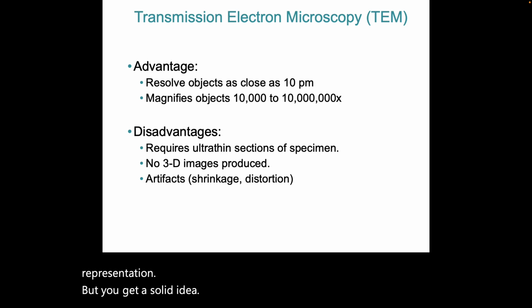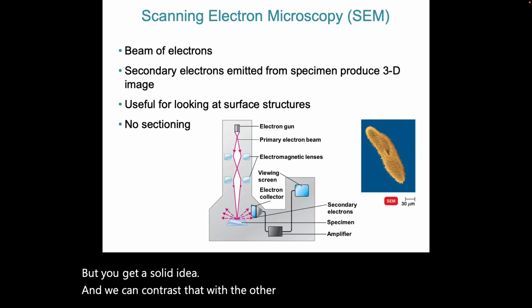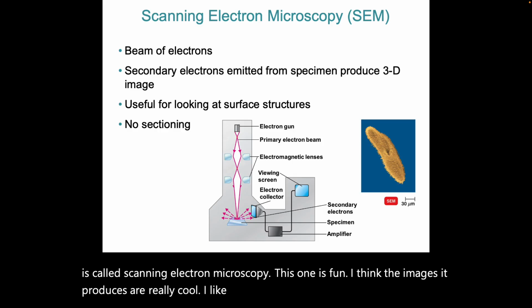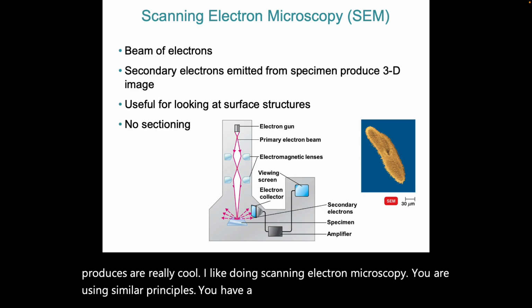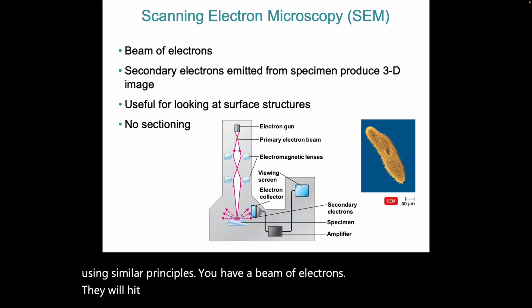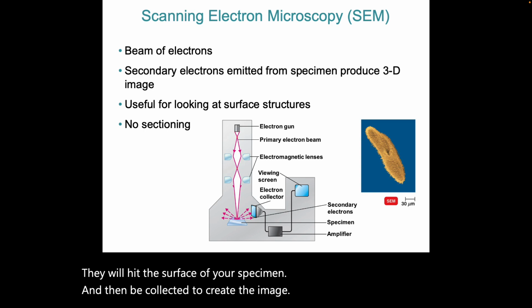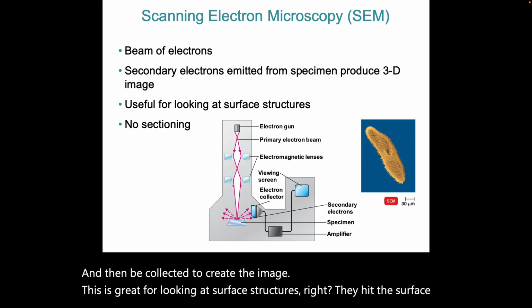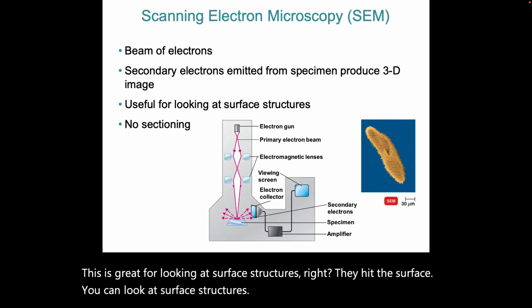And we can contrast that with the other kind of electron microscopy, which is called scanning electron microscopy. This one is fun. I think the images it produces are really cool. I like doing scanning electron microscopy. You are using similar principles. You have a beam of electrons. They will hit the surface of your specimen and then be collected to create the image. This is great for looking at surface structures, right? They hit the surface. You can look at surface structures. You don't have to do any sectioning of your sample.